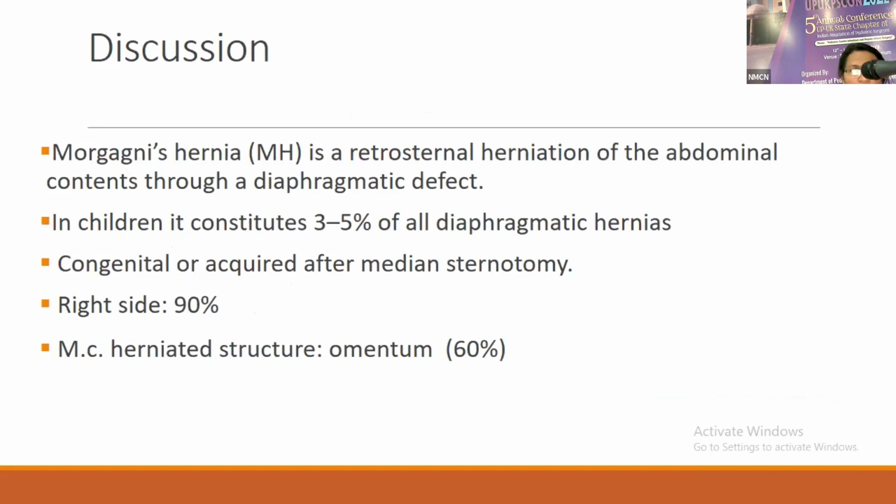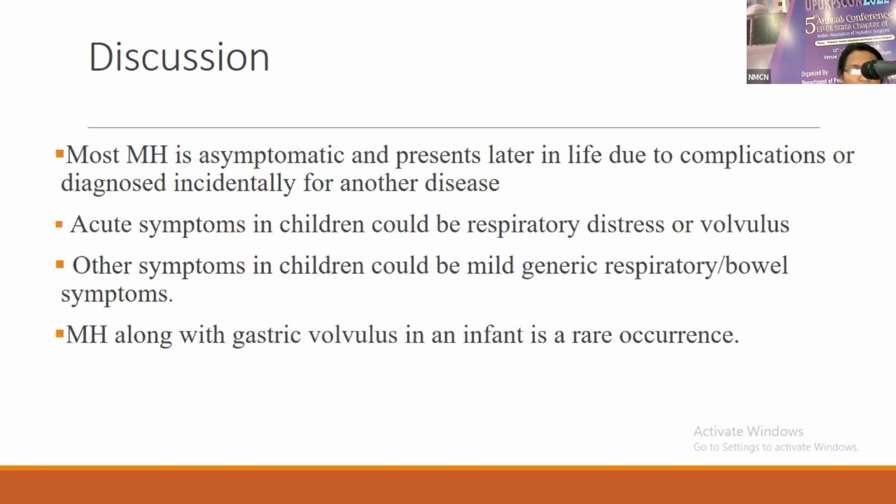So, Morgagni hernia is a retrosternal hernia of the abdominal contents through a diaphragmatic space. Overall, in children, it constitutes 3 to 5% of all diaphragmatic hernias. It can be congenital or acquired after median sternotomy, mainly for cardiac diseases. It is mostly right-sided, and omentum is the main content.